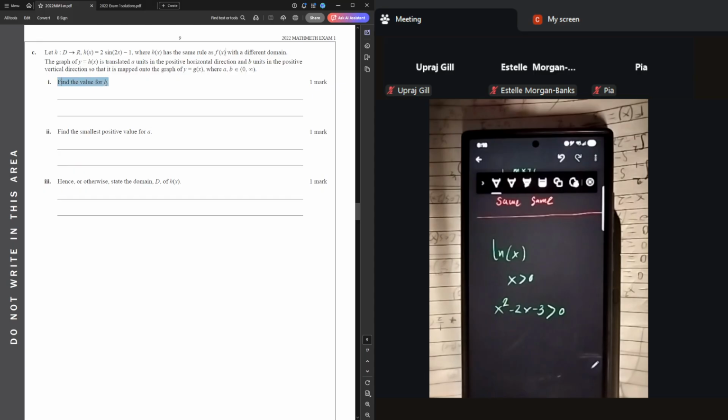So find the value of b. First thing you'd probably want to do is figure out where is b mentioned in the question, and it's there. It's a vertical translation in the positive direction of the vertical axis. So, with that in mind, we need to figure out how a vertical translation would look like to achieve that, and that'll be our value of b.